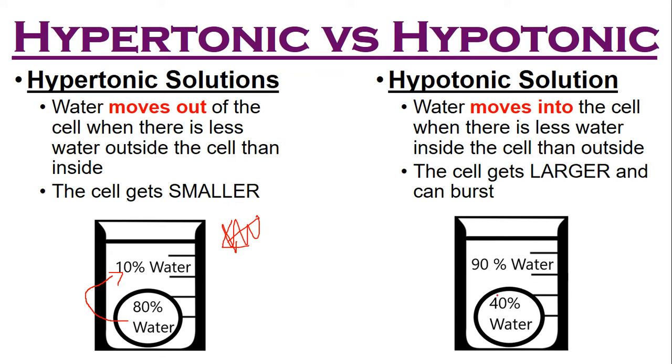So if we look here, on this other picture, we have 40% water in the cell. We have 90% water outside the cell. So there's less water in the cell than there is outside the cell. So water is going to enter this cell. And that's why I'm drawing the arrow, so you can see what's going on with the water direction.